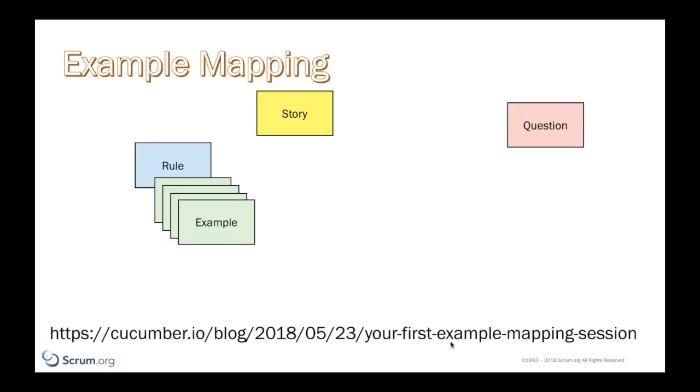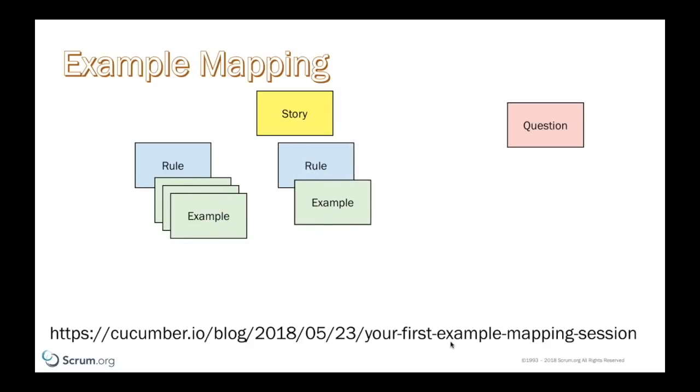Come up with some concrete examples. Write them on green cards. You might have a question as you're going through coming up with these examples. If you can't figure out the question right away, put it on a red card, put it over in the corner, come back to it later. You're coming up with more examples, you figure out, geez, one of these examples is so specific, I should make some other rule or acceptance criteria out of it. Go right ahead and do it.